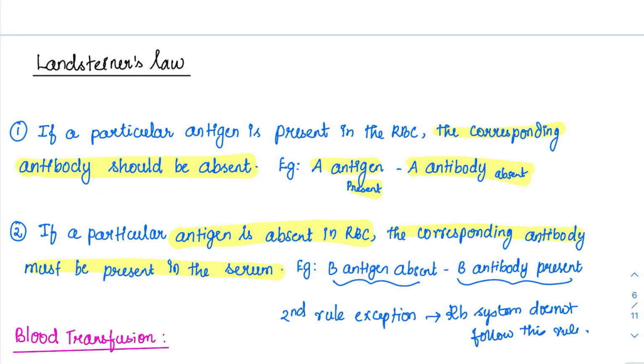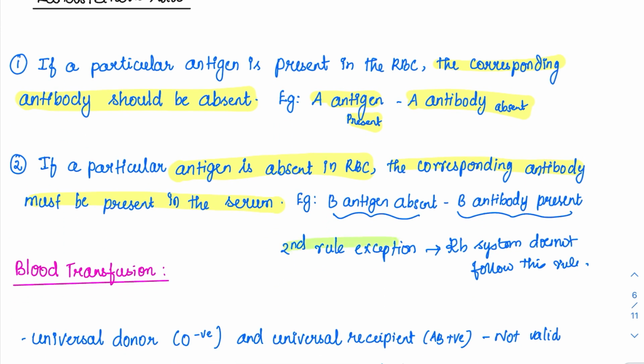Then how did Landsteiner identify both? Initially, Landsteiner identified only the ABO system and he formulated his law. But later on, he found out the RH system. Only then did he understand that it is not obeying the law for the RH system. But his laws were formulated much before, when only the ABO system was available. The RH system will not follow the second rule. The second rule is not followed by the RH system. That is the take home message here.